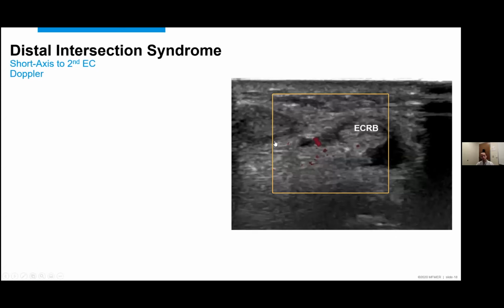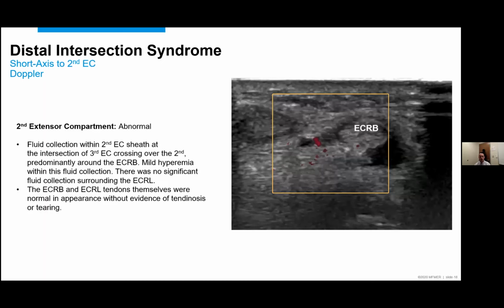And then we throw on the Doppler, looking for hyperemia, signs of increased vascularity, etc. And that gives us our report for the second extensor compartment. So if it was abnormal, there was a fluid collection within the second extensor compartment sheath at the intersection where the third crosses over the second, and it was predominantly around the ECRB. There was some mild hyperemia noted in this fluid collection, but no significant fluid collection surrounding the ECRL. The tendons themselves didn't appear hypoechoic or thickened, without any evidence of tendinosis or tearing.